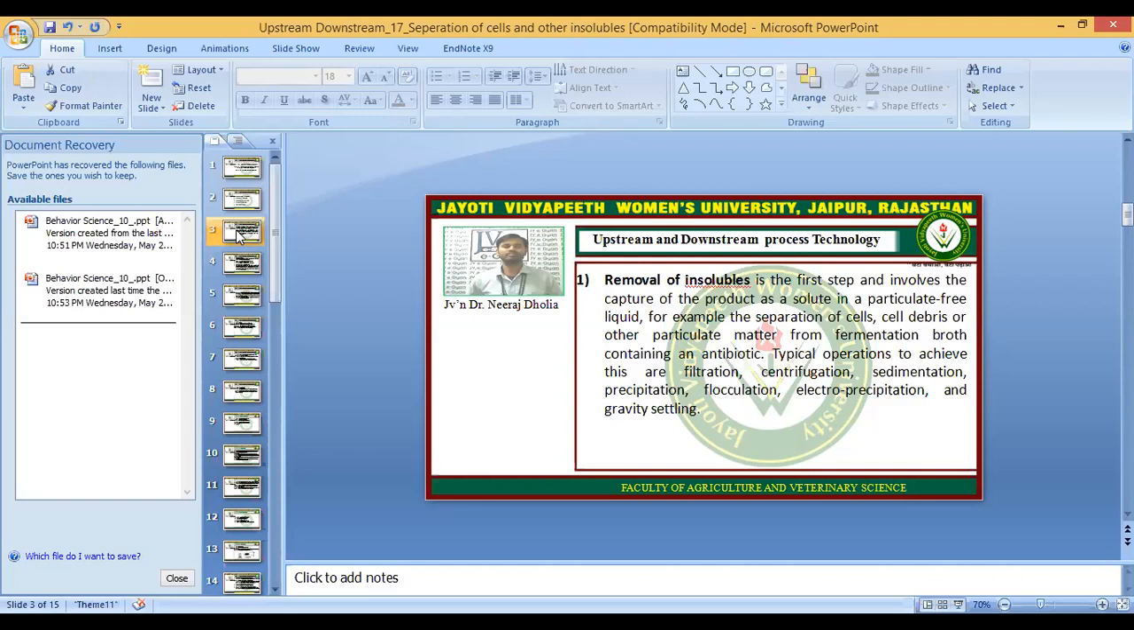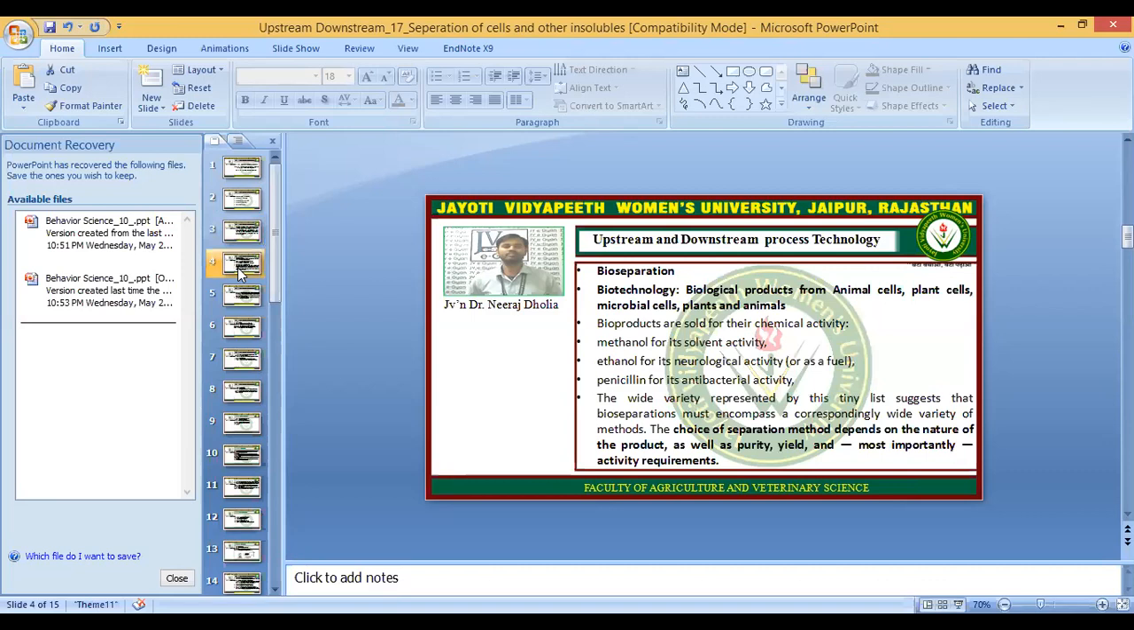Okay, then precipitation, you can use few chemicals which precipitate out the molecules or the insoluble particles. Then flocculation, the electro precipitation, and the gravity settling are the other methods you can use for the removal of the cells and the cell debris and the other insolubles in the material. Okay, so this is the bioseparation process. You know very well the cells you are separating will be animal cell, plant cell, microbial cell, other cells.